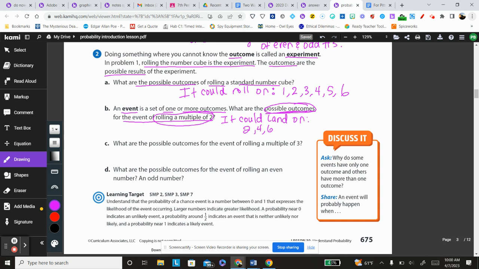The event is the thing that happens. If you want to go to a concert, that is the event. That's the thing that you did. What is the thing that I want? A multiple of 2. That is the event. Okay? Everybody with me?